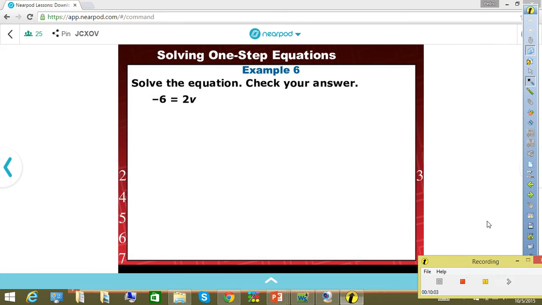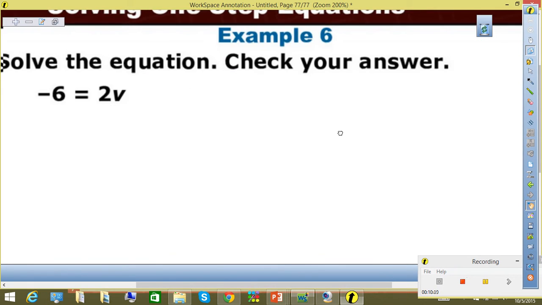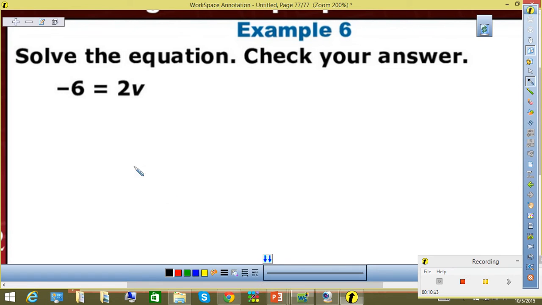Let me zoom in. All right. Here we go. Draw your line down the equal sign. Why do we do that? Tell your neighbor again, please. To remember it's from a scale and to keep it balanced. Are we there? All right, here we go.